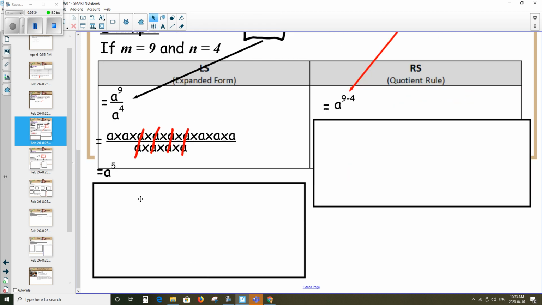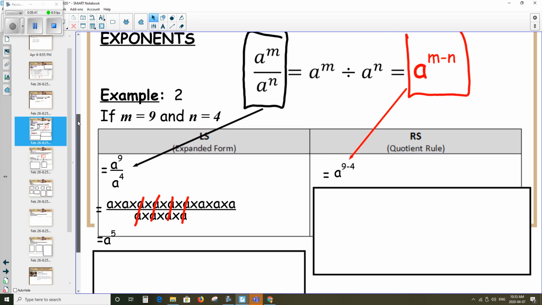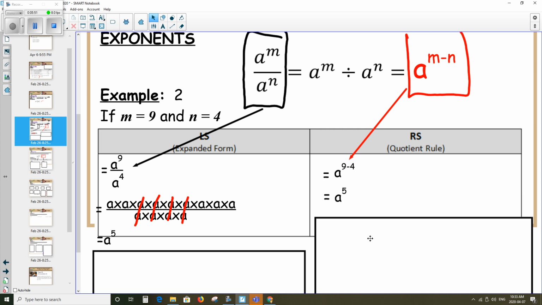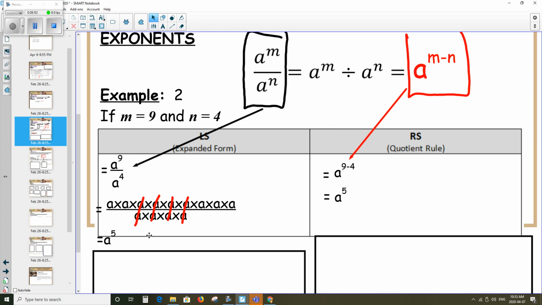Okay, so that shows you that a to the 9 divided by a to the 4 is equal to a to the 5, by using expanded form. If we use the quotient rule, it says you can subtract the two exponents, and our exponents are 9 and 4, so if you subtract them you end up with a to the 5. They are equal to each other, therefore those equations are equal.